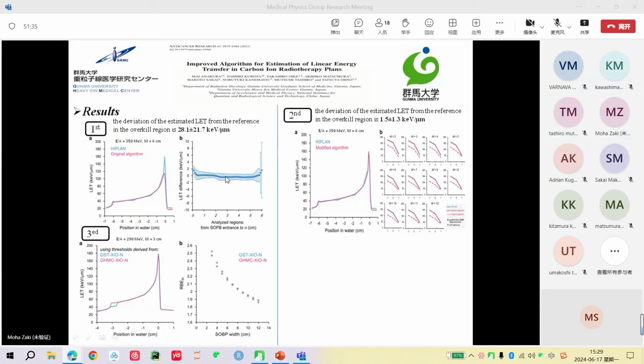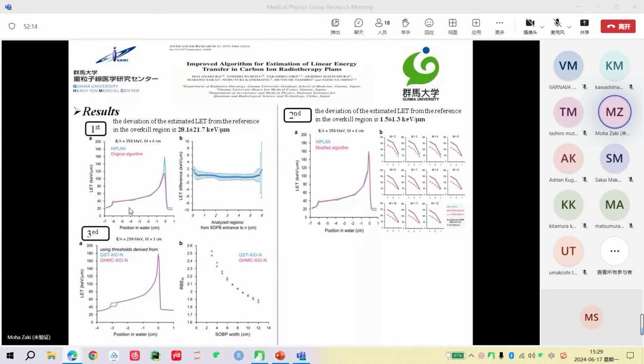Here an illustration of the estimated LET diffusion from the reference for a given range of the spread-out Bragg peak is shown. And here is an illustration of the overkill region for 350 MeV with various spread-out Bragg peak widths M1, M3 until M12. The LET estimated for both XiO and HiPlan showed strong agreement with the original LET, which indicates that the LET estimation algorithm runs with high accuracy on the Python platform.